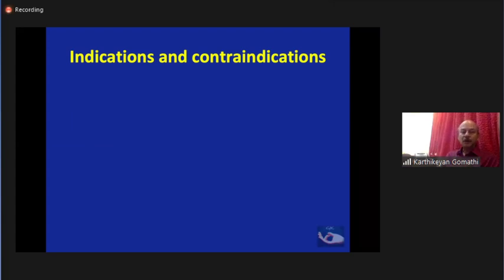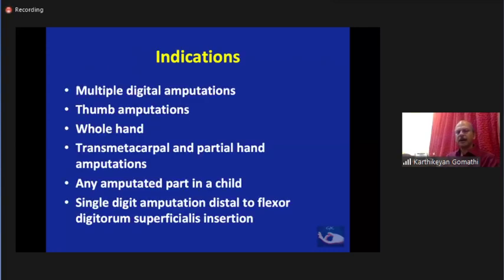Now, before we go and make a decision, let us see what are the prescribed indications and contraindications for a replantation. Because this is sometimes very difficult to decide. We'll go first by the textbook and then go by the basic problems. The indications for replantation are multiple digital amputations, you must replant. Thumb amputations, replant. Whole hand, definitely it must be replanted.